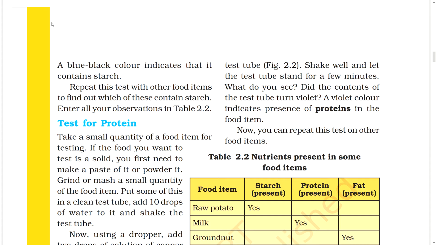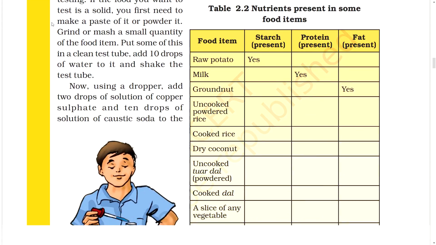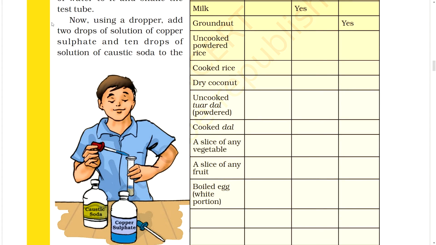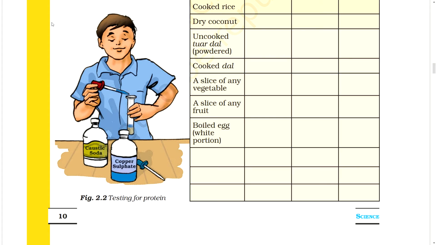Table. Nutrients present in some food items. Food item: starch present, protein present, fat present. Raw potato? Yes. Milk? Yes. Groundnut? Yes. Uncooked powdered rice, cooked rice, dry coconut, uncooked tur dal powdered, cooked dal, a slice of any vegetable, a slice of any fruit, boiled egg white portion. Do this and comment on this.